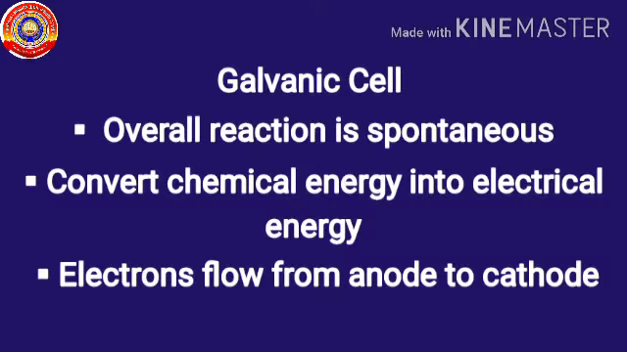One of its examples is the galvanic cell. The reaction that takes place in a galvanic cell is spontaneous. That means the process takes place on its own. It doesn't need an external influence. A galvanic cell converts chemical energy into electrical energy. The flow of electrons is from anode to cathode.